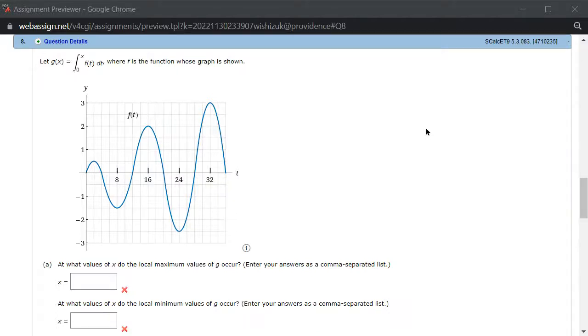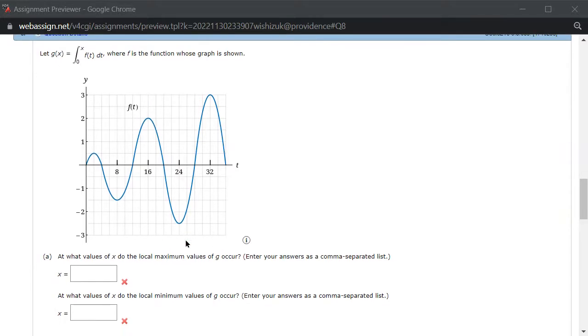All right, let's look at homework 5.3, problem number 8. So g of x is the integral from 0 to x of f of t dt. If you take the derivative of this using the fundamental theorem of calculus, you're going to get f of x. So f of x is really the derivative g prime of x. All right, so let's answer part A.